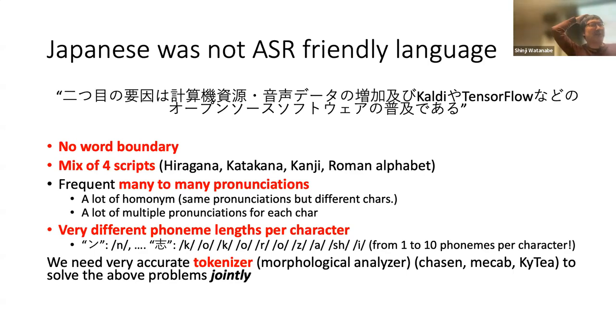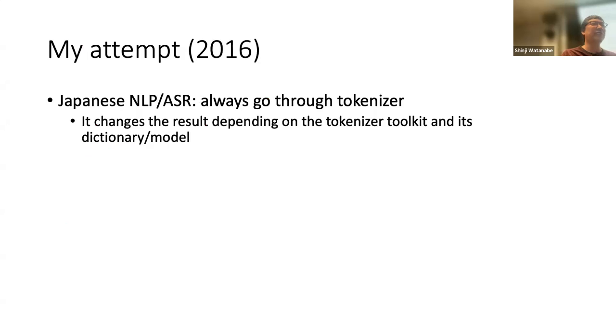And how do we solve this kind of problem? Japanese researchers developed a very special tokenizer, which jointly solves the word boundary, mixed script, and pronunciation problems. Some of your languages may also have a tokenizer, but many of them are rule-based, right? Ours started that way too, but we moved to machine learning, like CRF or SVM, because it's very difficult and cannot be solved by rules only. We use a data-driven manner to solve this problem.